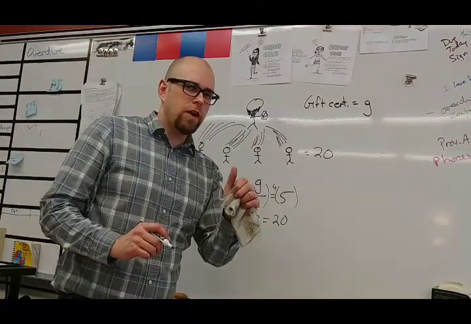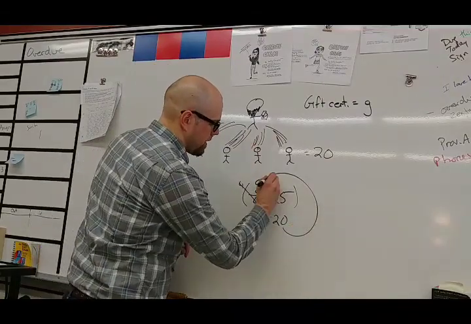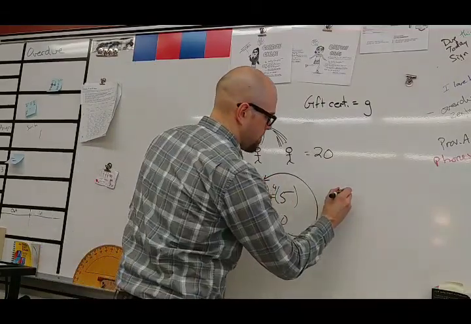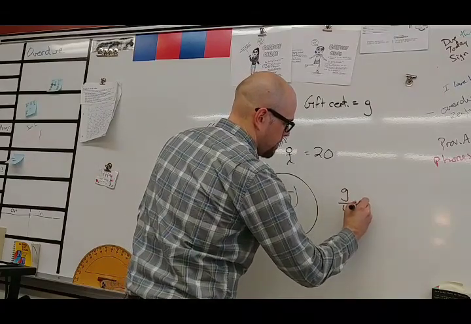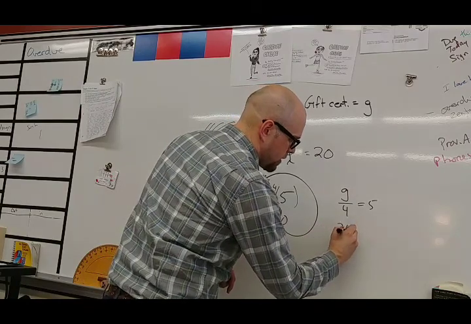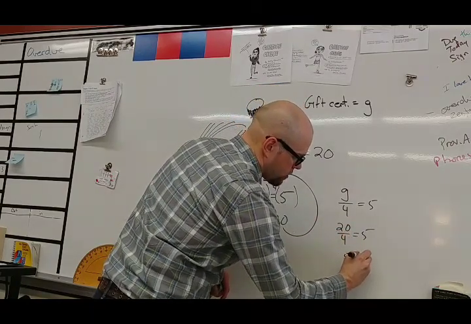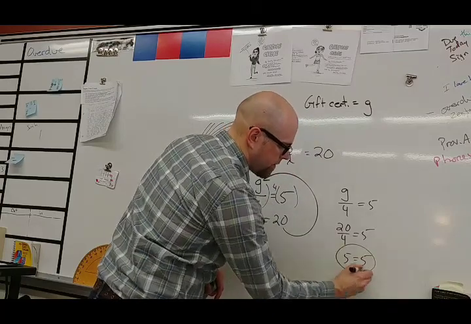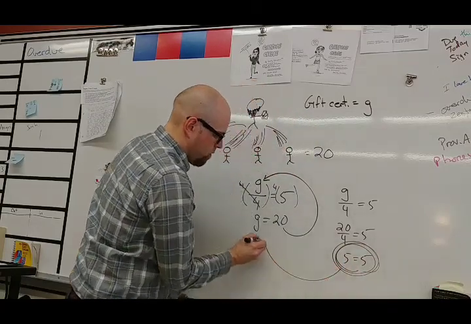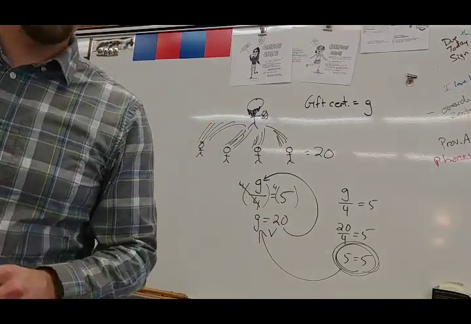But it said we should verify the solution. To verify a solution, that means we've got to plug it back in. So let's plug that back in. We had G divided by 4 equals 5. We think it's 20. So we're going to replace that G with 20 and see if we get the right number. Sure enough, we got 5 is equal to 5. Since that balances out, we must be correct that G is equal to 20.